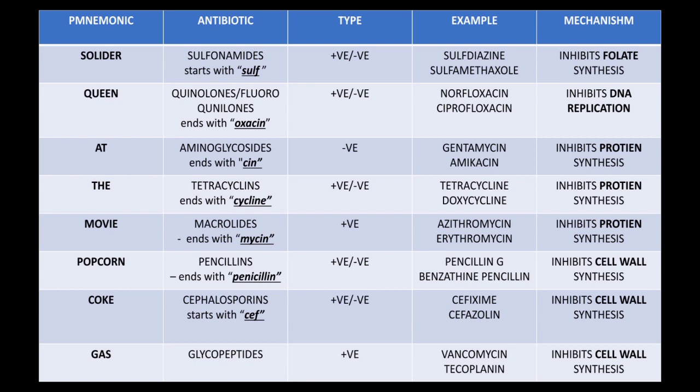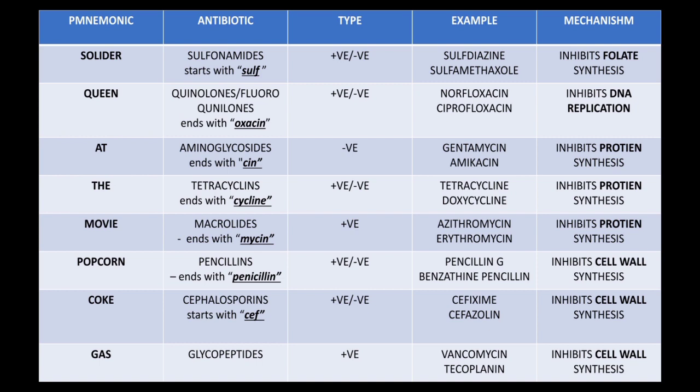Next, coming to the fluoroquinolones and quinolones: oxacin. All the drugs that contain the word oxacin belong to the fluoroquinolones class. Examples: norfloxacin, ciprofloxacin and many others. Coming to aminoglycosides: not sin, it's cin. The drugs that end with cin belong to aminoglycosides. Examples: gentamicin, amikacin, kanamycin. Many more are there; I'm giving examples, that's it.